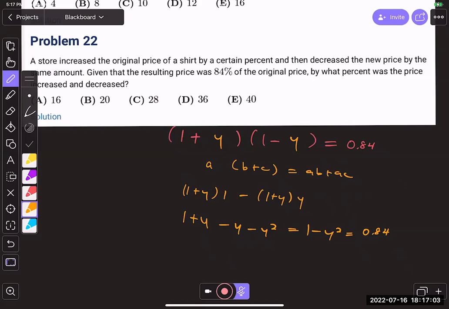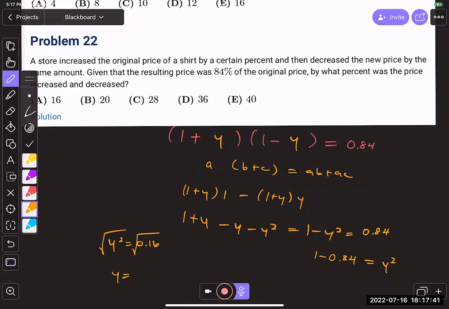Well, we're going to solve the equation. Yeah, so isolate the y squared. If we move y squared over to the right side, that becomes 1 minus 0.84 is equal to y squared, moving 0.84 to the left side as well. So that gives us y squared is equal to 0.16. Does that mean our answer is A, 16? No, because it's y squared. You have to square root it. So what is the square root of 0.16?